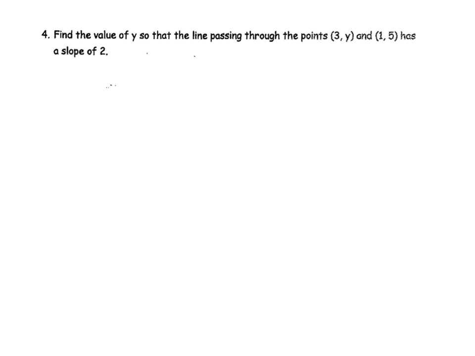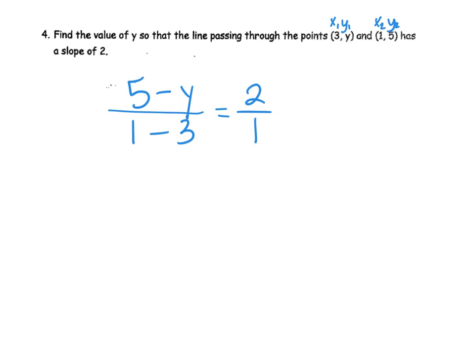Last question. Find the value of y so that the line passing through the points 3 comma something and 1 comma 5 has a slope of 2. All right, guys, I'm going to set this up for you, but you need to be able to figure this out on your own. I want x1, y1, x2, y2 to have a slope of 2, or 2 over 1. So here's what I'm going to have: y2 minus something, y1, over x2 minus x1 to equal 2 over 1.